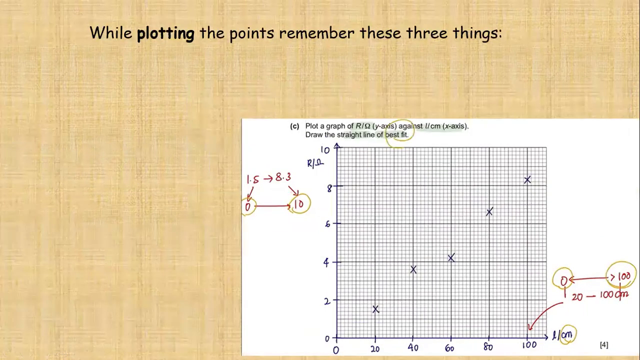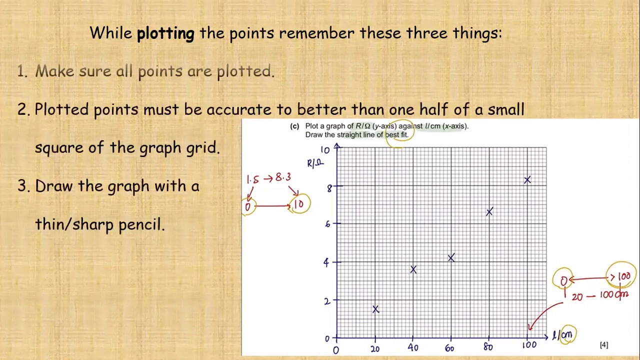While plotting the points, you need to remember at least these 3 points. Make sure all points are plotted. Plotted points must be accurate to better than half of a small square of the graph. Draw the graph with a thin or sharp pencil. You can see in the image all the 5 points are plotted, okay, and plotted up to an accuracy of half of the small grid.